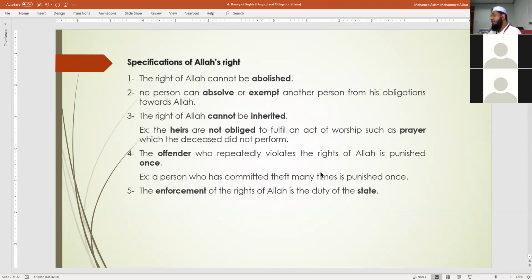Number one, cannot be abolished, because there is no ustaz who can come and tell you, okay, you don't have to pray today. There is no authority who can come and say, okay, everybody has to pay zakat, but you don't have to pay zakat because I waive your zakat. An officer can come and waive your tax, but no one can waive your zakat, because it is from Allah subhanahu wa ta'ala. No one can tell you that you don't have to pray today, because it cannot be abolished. No person can absolve or exempt another person from his obligation towards Allah.